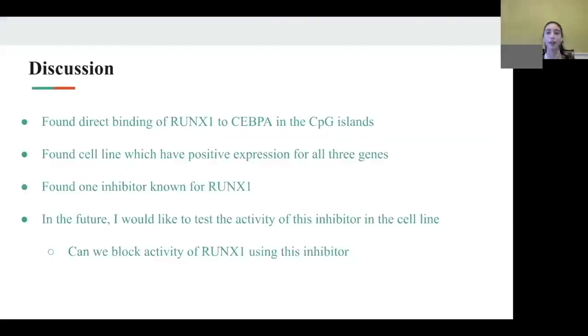To end off my presentation, I'd like to summarize my findings. And so for the discussion, I found direct binding of RUNX1 to CEBPA. I found a cell line which has positive expressions for all three genes. I found one inhibitor known for RUNX1. And in the future, I'd like to test the activity of this inhibitor in the cell line. We can block the activity of RUNX1 using this inhibitor.